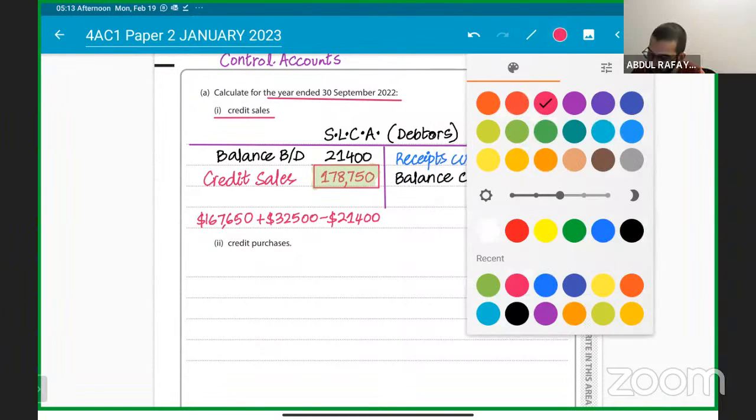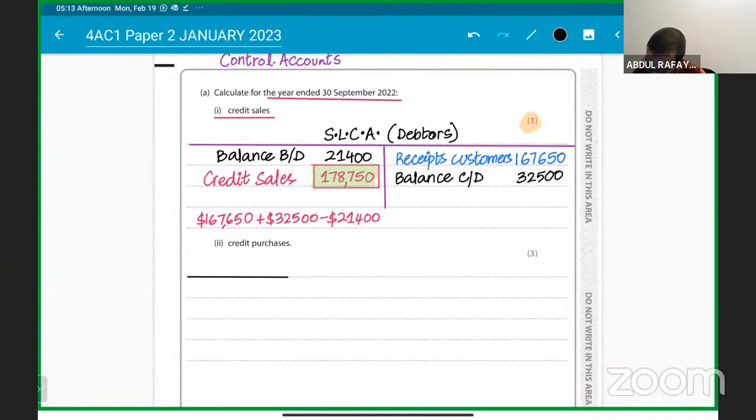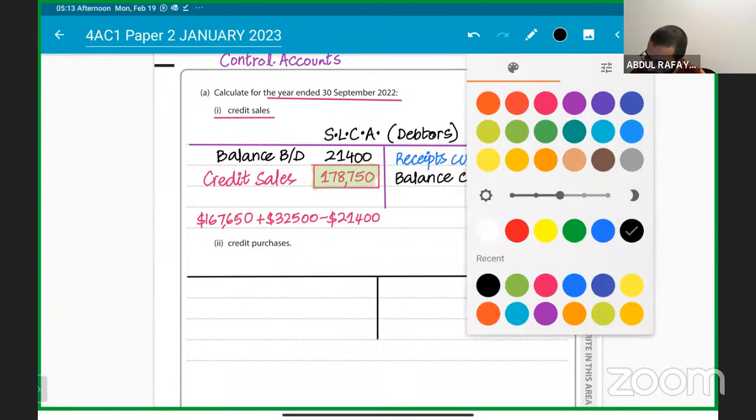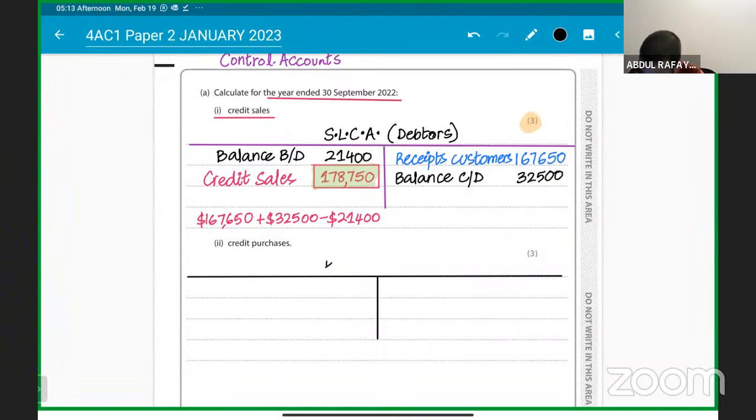Next, we move on. We have to make the purchase ledger control account in the same way for the 3 marks. Okay, so here we go. It will be purchase ledger control account for the suppliers, or we can say trade payables or suppliers. So understand it's a liability.